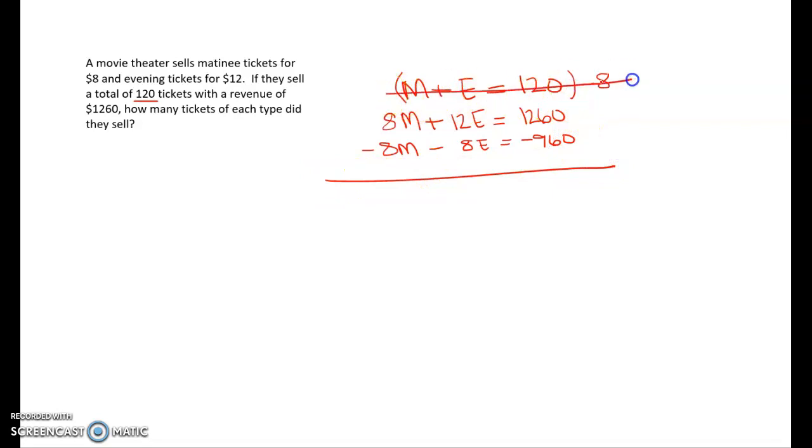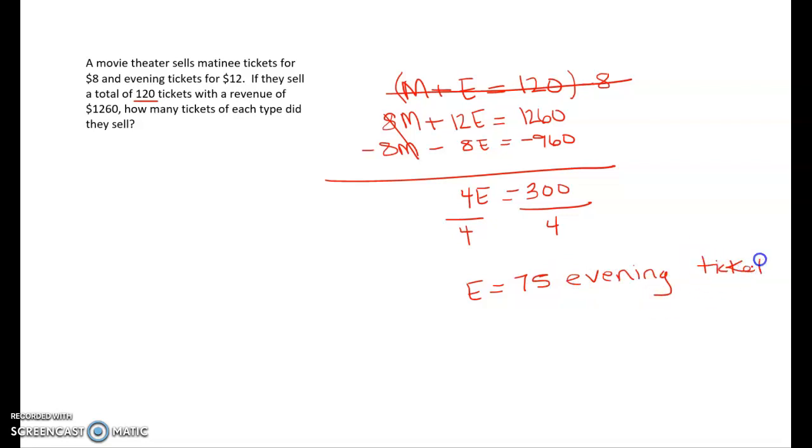So that equation is gone. We'll add these two together, so those two cancel. 12e minus 8e gives us 4e, and then equals 300. Divide by 4 on each side, and e is going to equal 75. So we know then there were 75 evening tickets.